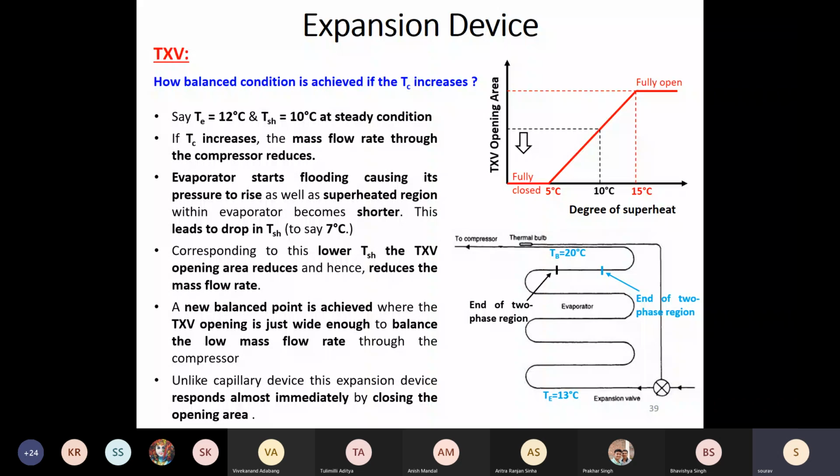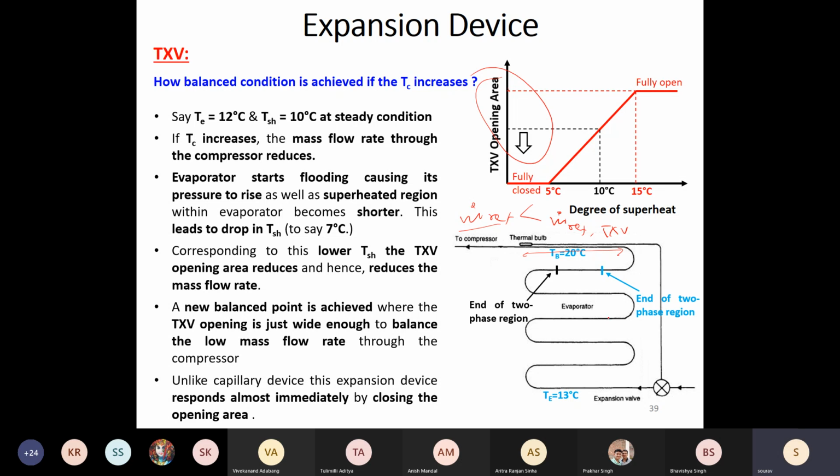It is just that the expansion device which we were discussing in the previous class now has the added provision of changing the area of opening with degree of superheat. And the degree of superheat varies because when you have the compressor drawing less mass flow rate, if this is lesser than m dot refrigerant delivered by the TXV, then the evaporator starts to get flooded and the length of the sensible heat transfer region decreases.